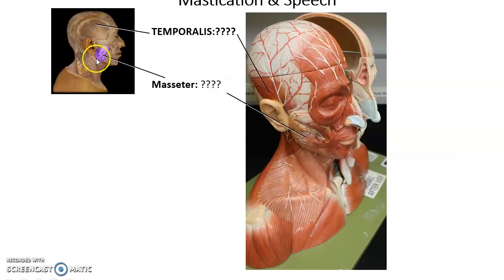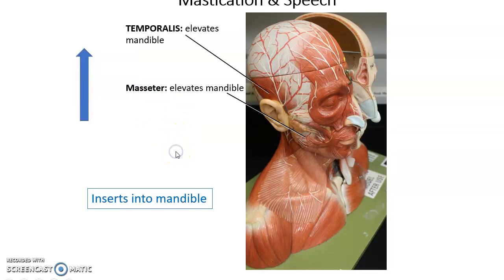Temporalis is a large broad muscle on the lateral side, inserts into the mandible. Masseter, another broad muscle, also inserts into the mandible. So both of them elevate the mandible. So they raise the mandible up, allowing us to close our mouth, which can be useful for closing that jaw to engage in chewing.